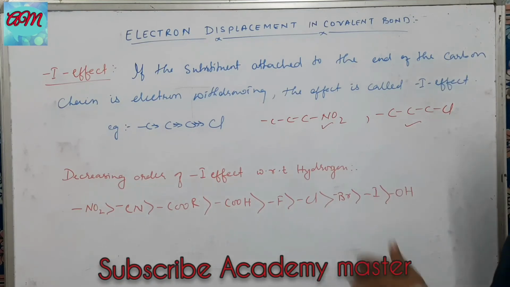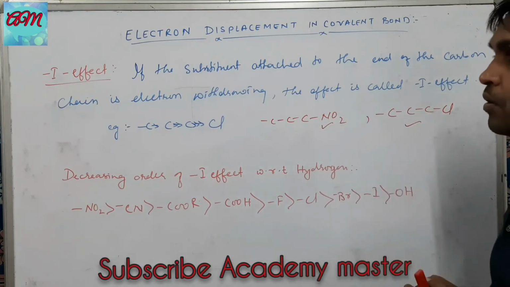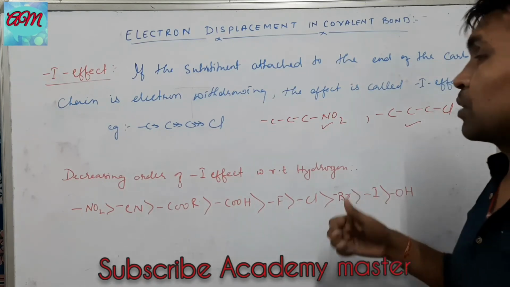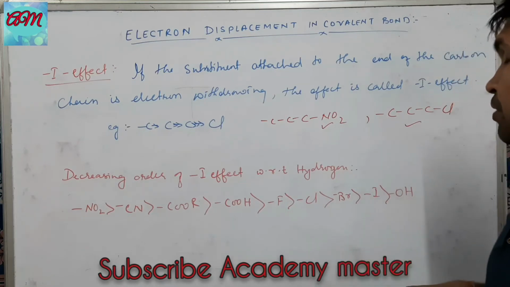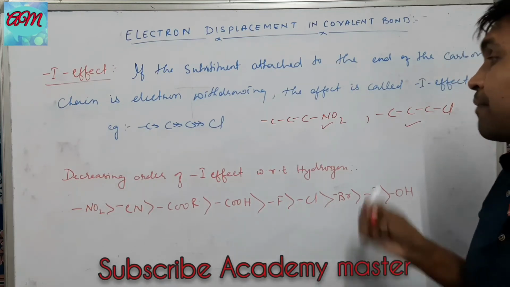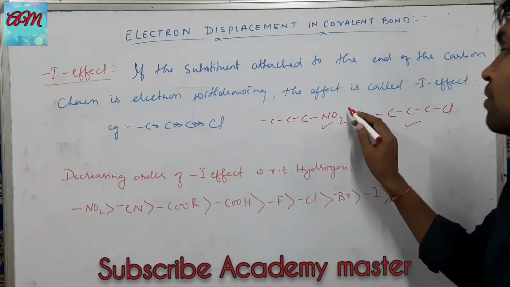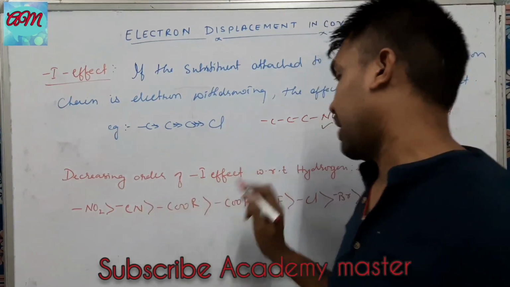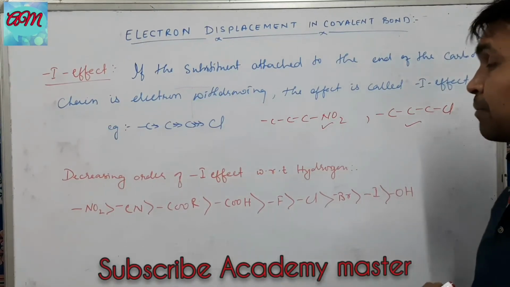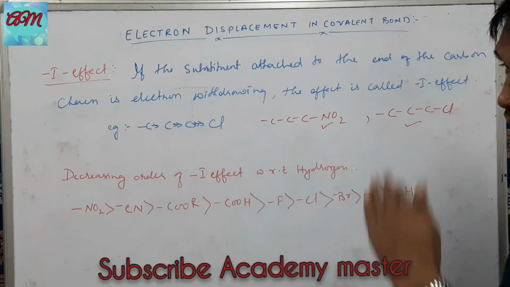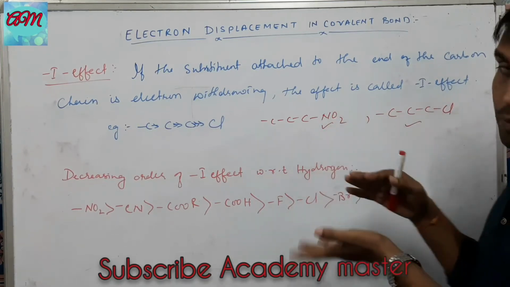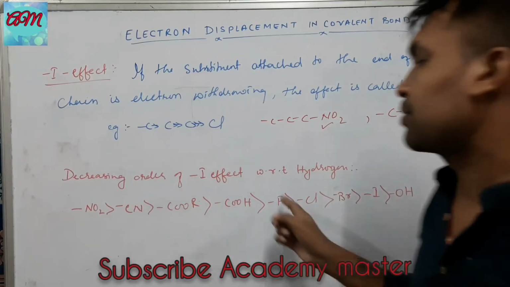But if you are asked to arrange them in decreasing order of their minus I effect, then you should know the sequence, the priority: which one is more electronegative, or which one has more minus I effect. So always remember, for that I have given you the sequence, the decreasing order of minus I effect, meaning which one has more minus I effect and which one has less. Both are minus I effect, but which is less and which is more, you should know. For knowing that, you should remember this order.